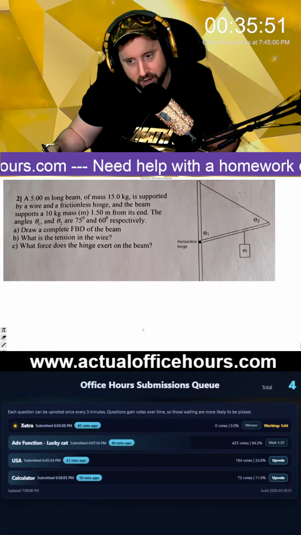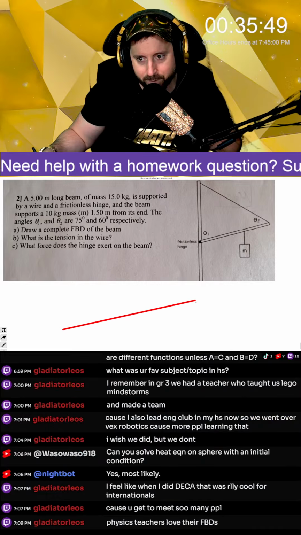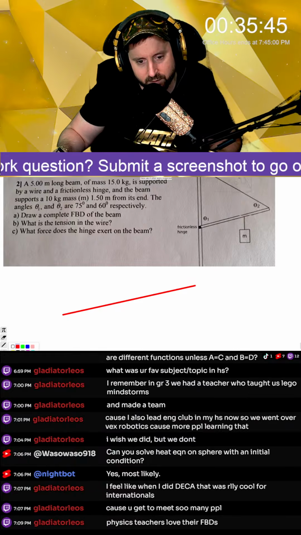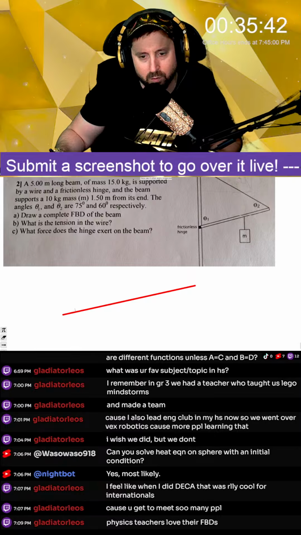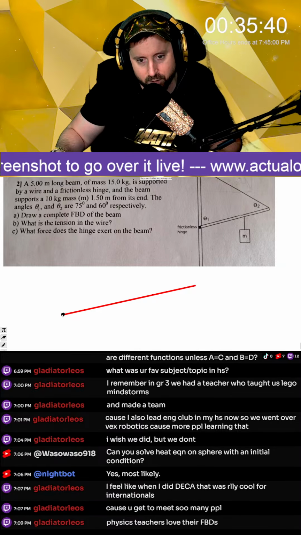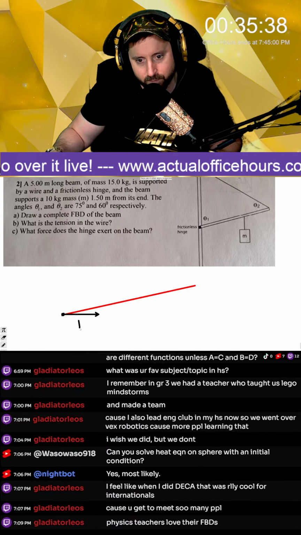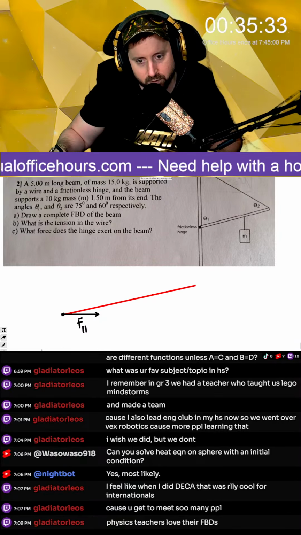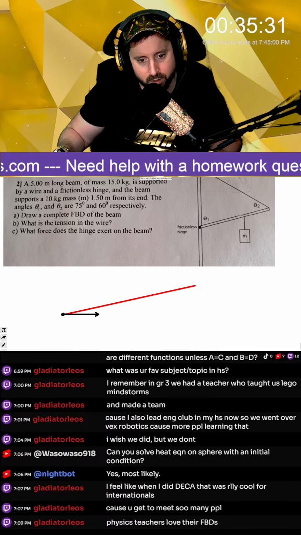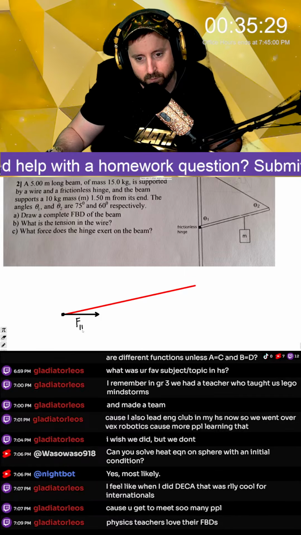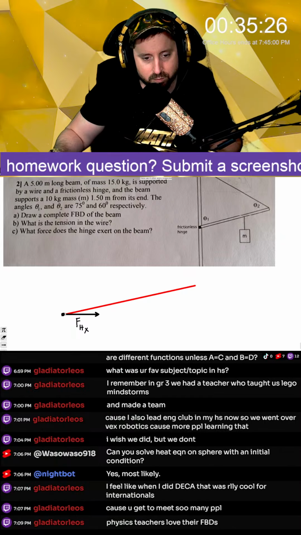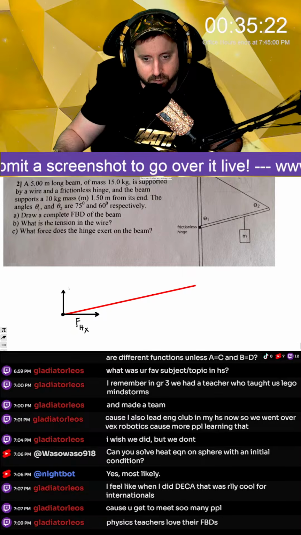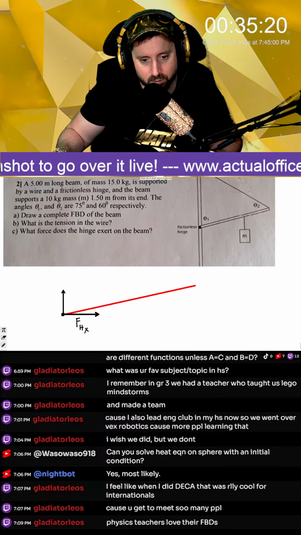Okay, free body diagram of the beam. Let's do it. So you have the beam. You're going to have some forces acting on the beam, right? So I assume at this point we're going to have the force of the hinge. Let me get a thinner pen. Okay, force of the hinge in the x direction. Probably also some force of the hinge up in the y direction, I'm going to assume.